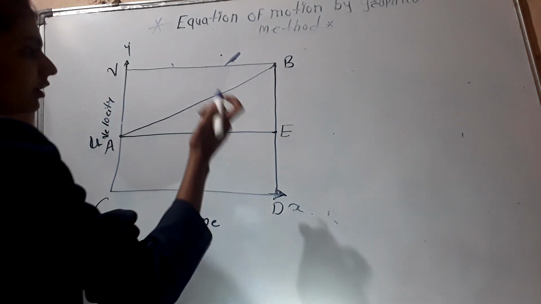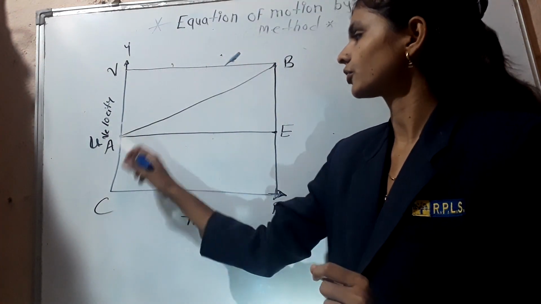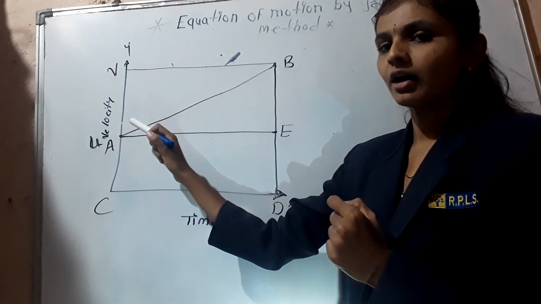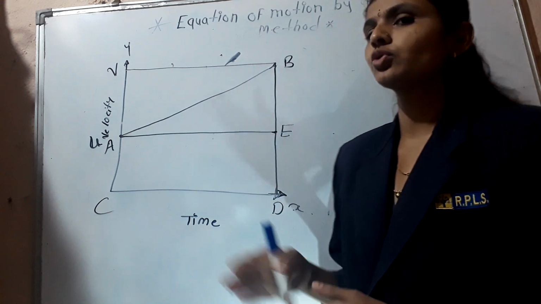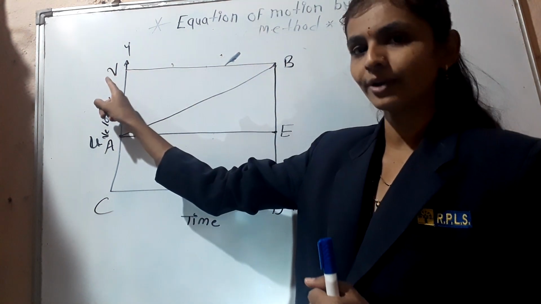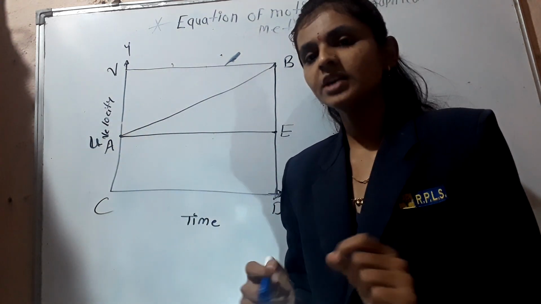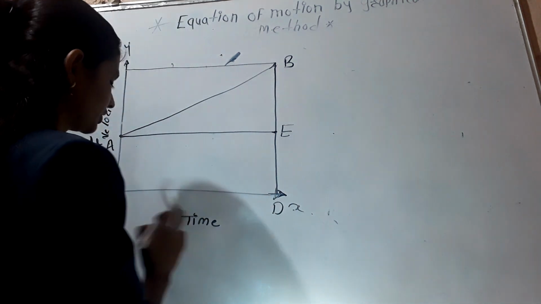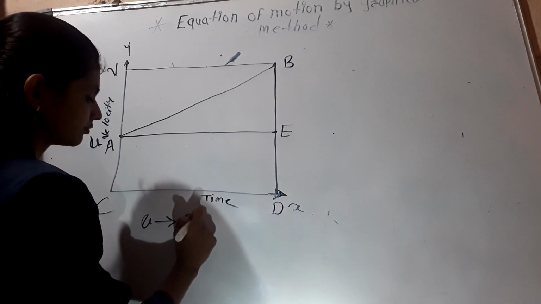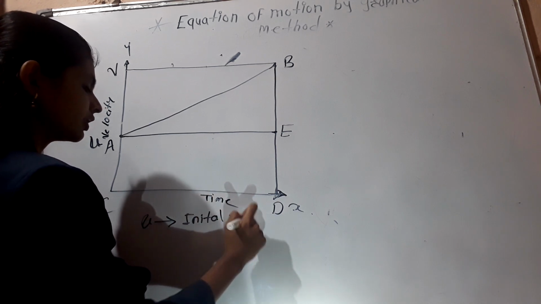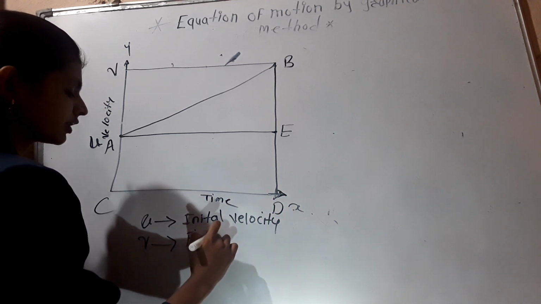So first we considered the initial velocity. After that, the graph rises, and rising means the velocity has increased. That last point is known as the final velocity, denoted by v. Just keep in your mind, students, that u is the initial velocity and v is the final velocity.